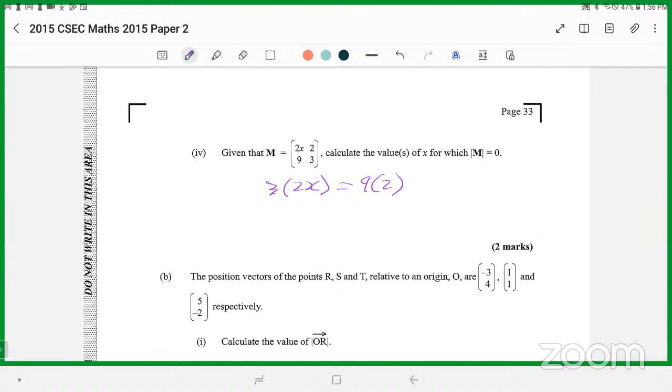3 times 2 becomes 9 times 2. All right? So this is really 6x equals 18. And so x equals 3.